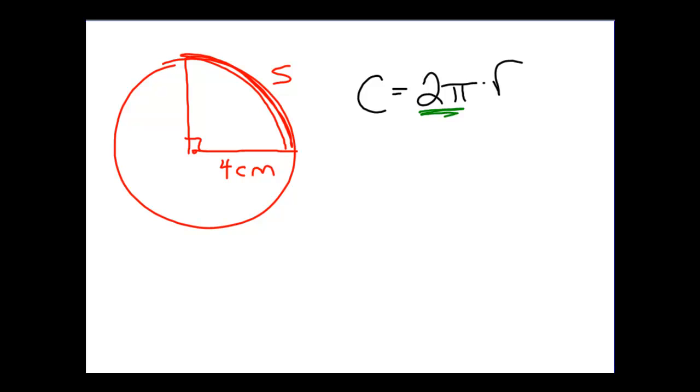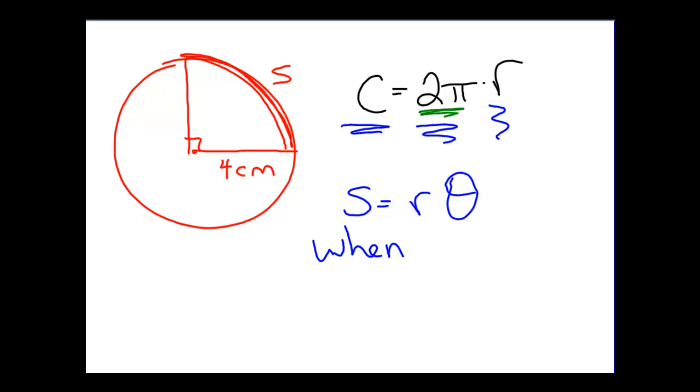So in this particular case, what we're seeing is that the circumference of our circle is the complete revolution around the circle multiplied by the radius. So in radians, our arc length formula is that the arc length is equal to the radius times the angle. And again, this is true only when theta is measured in radians.